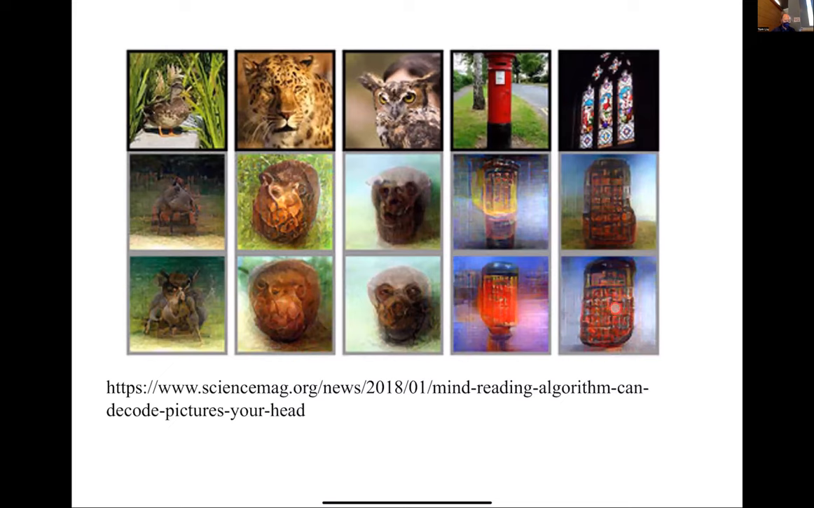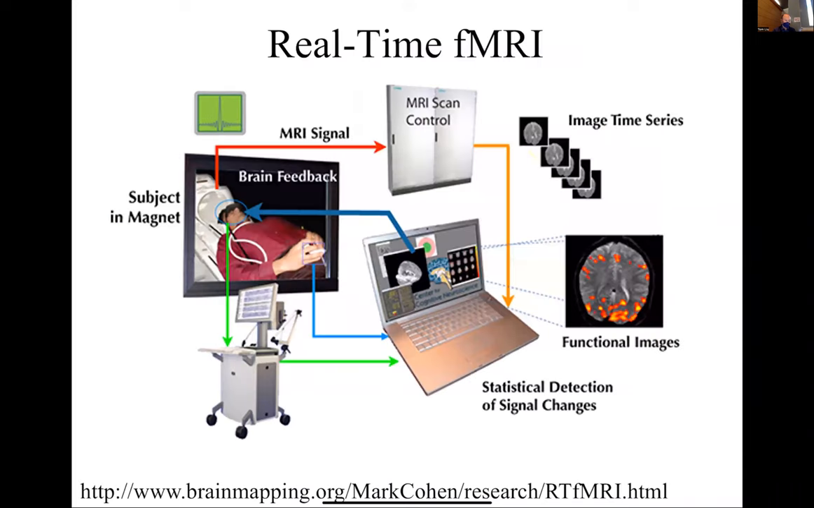So that's one sort of application that, whether or not it actually ever takes off, is still TBD, but it is an area of research. Another area of research that's sort of cool, although still not really taken off, is real-time fMRI.